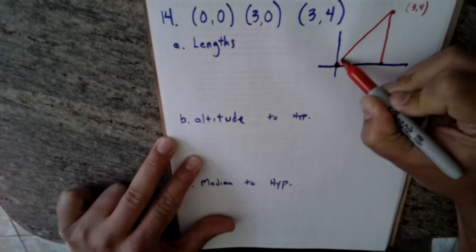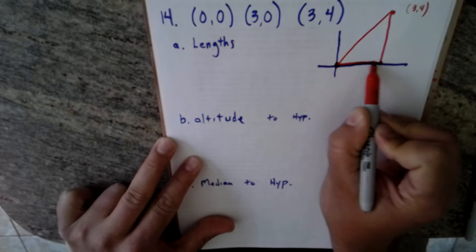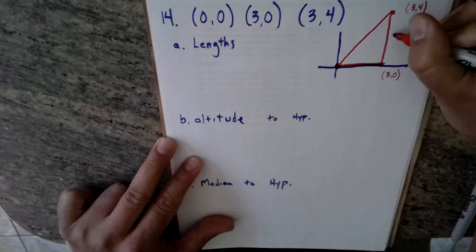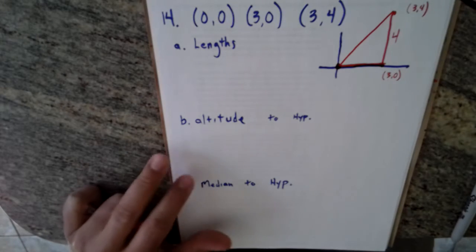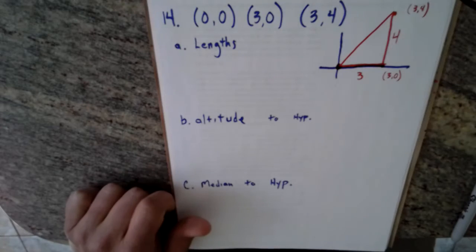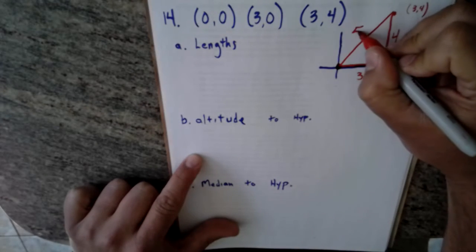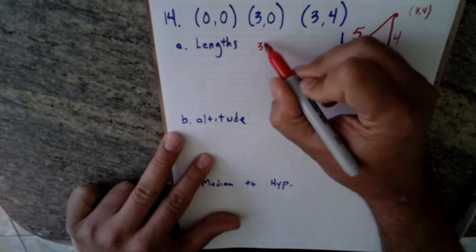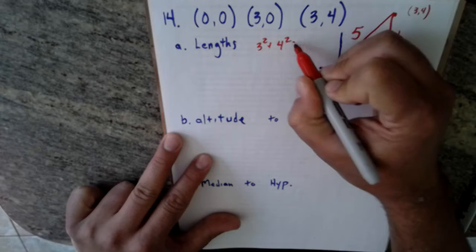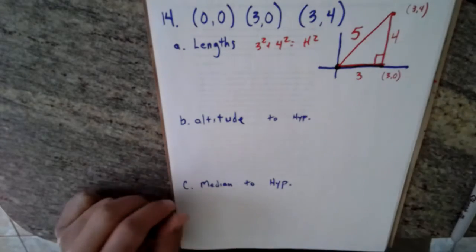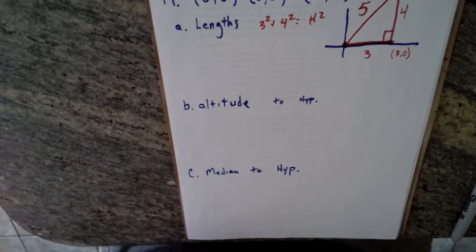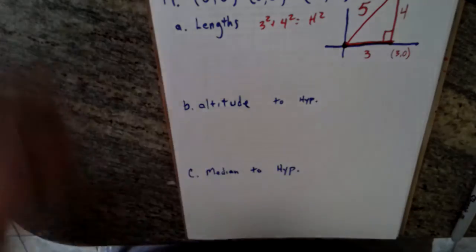They want me to talk about this triangle. Because this is (3, 0) and that's (3, 4), I know that that's 4, and I know that this is 3. 3, 4, 5. If I couldn't get the 5, I would just have to use the Pythagorean theorem: 3 squared plus 4 squared is h squared, and you'd get h equals 5. Okay, so that solves part A. Part A, find the length of the altitude to the hypotenuse.